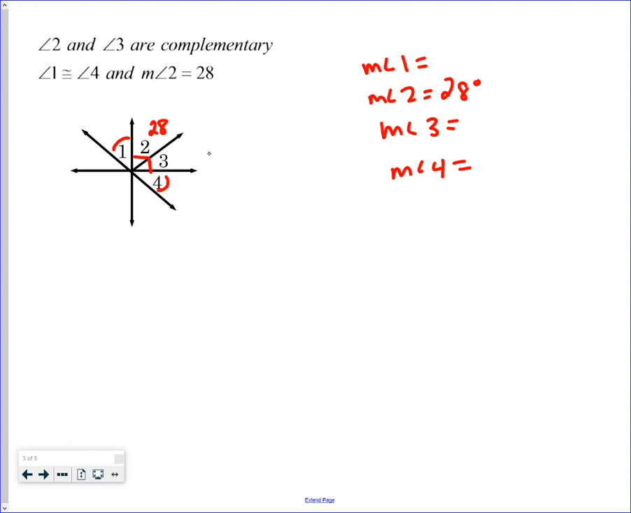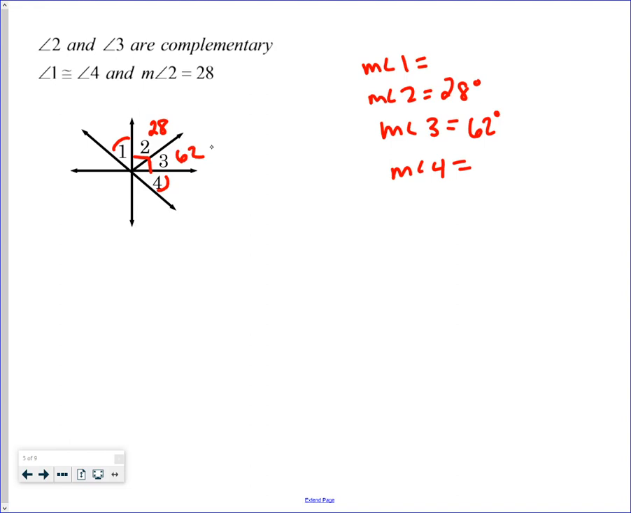90 minus 28, right? Because this piece plus this piece is the whole thing. So the other way to do it is 90 minus 28. So what do you guys get when you take 90 minus 28 for angle 3? Say it again. 62. Good. I'm going to go ahead and draw it in my picture too. You obviously don't have to, but it helps me.